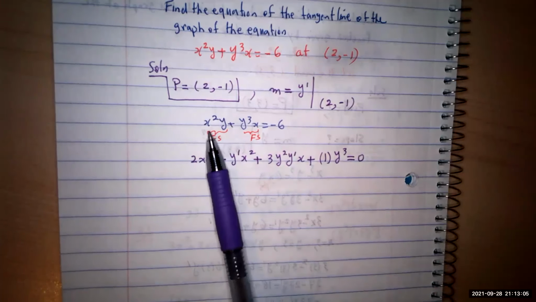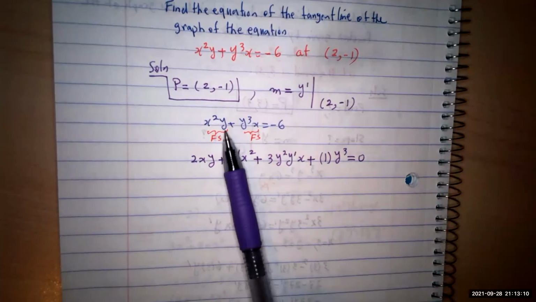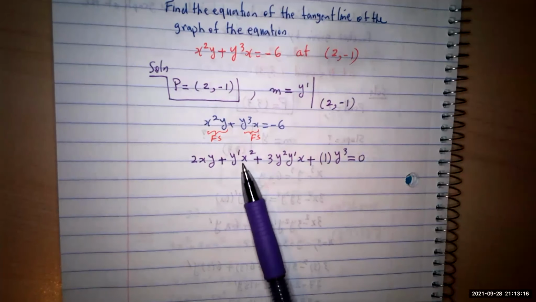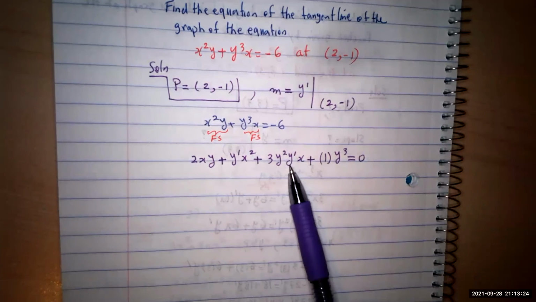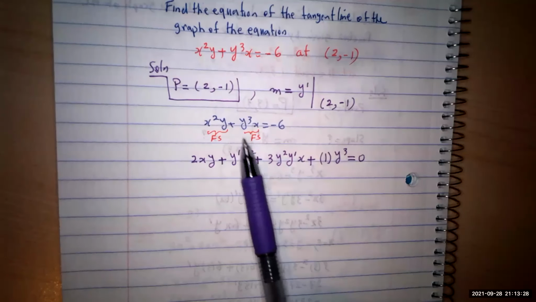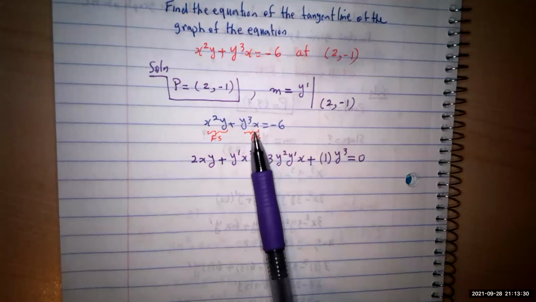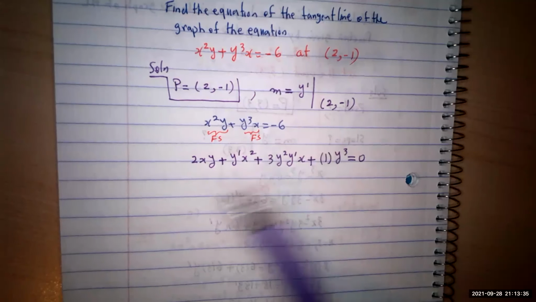So apply the product rule: derivative of x squared, 2x, times y, plus derivative of the second times the first. The second is y, and the derivative of y is y prime, so x squared y prime. I have a product again here: derivative of the first times the second, plus the second times the first. Derivative of the first one, 3y squared y prime times x. Okay, this is going to be derivative of the first times second plus second times first. Derivative of x is 1 times y cubed. Derivative of 6 is 0. Remember both sides of the equation.